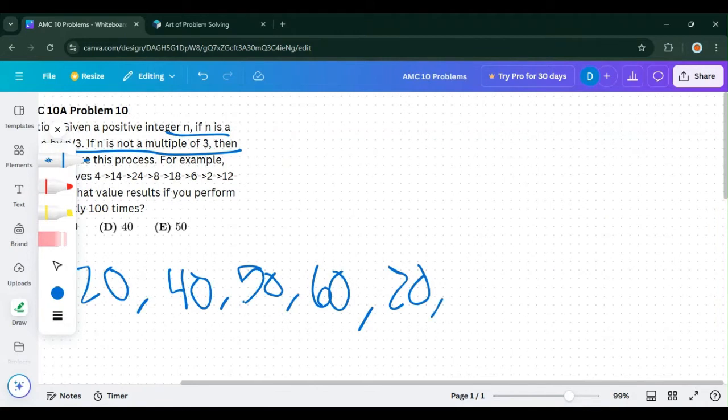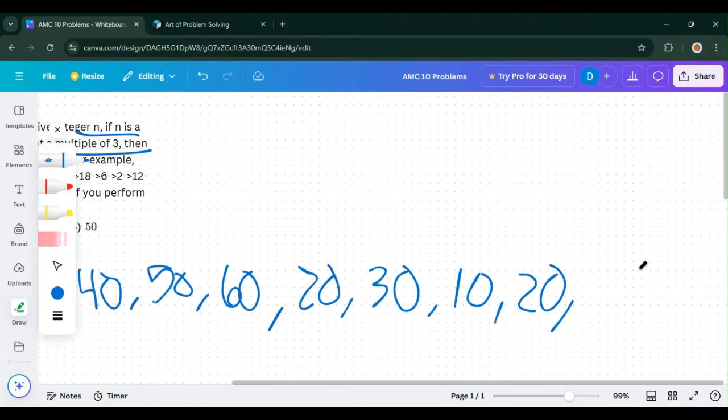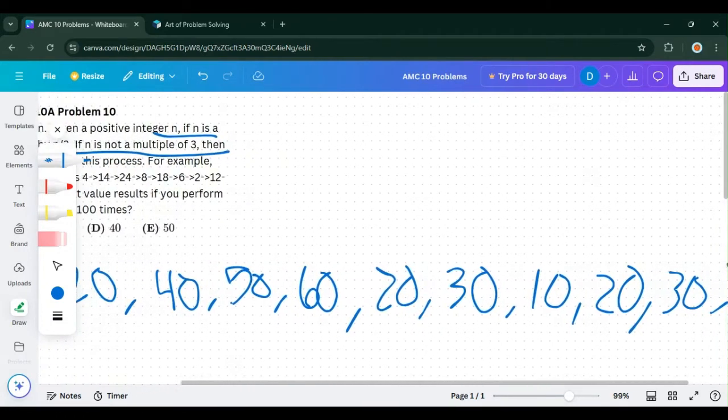20 is not divisible by 3, so we add 10. 30 is divisible by 3, so we divide by 3 and get 10. 10 is not divisible by 3, so we add 10 and get 20. And then we add 10 because 20 is not divisible by 3, and we get 30. And then we divide by 3 as well because 30 is divisible by 3.